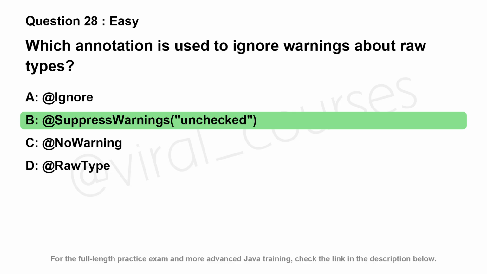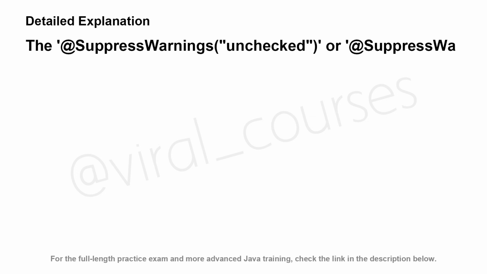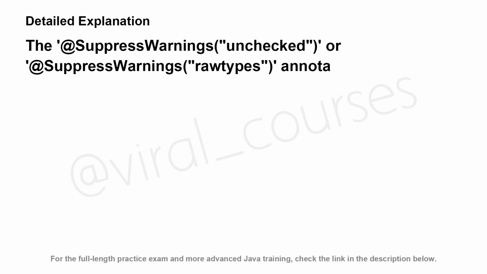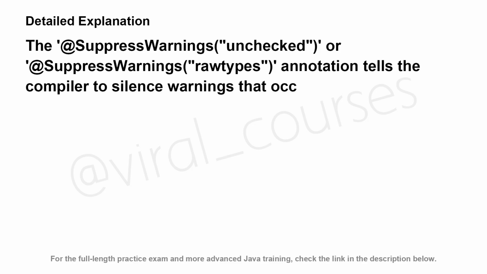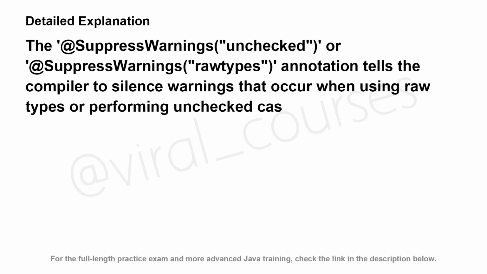The correct answer is B. The @SuppressWarnings("unchecked") or @SuppressWarnings("rawtypes") annotation tells the compiler to silence warnings that occur when using raw types or performing unchecked casts.